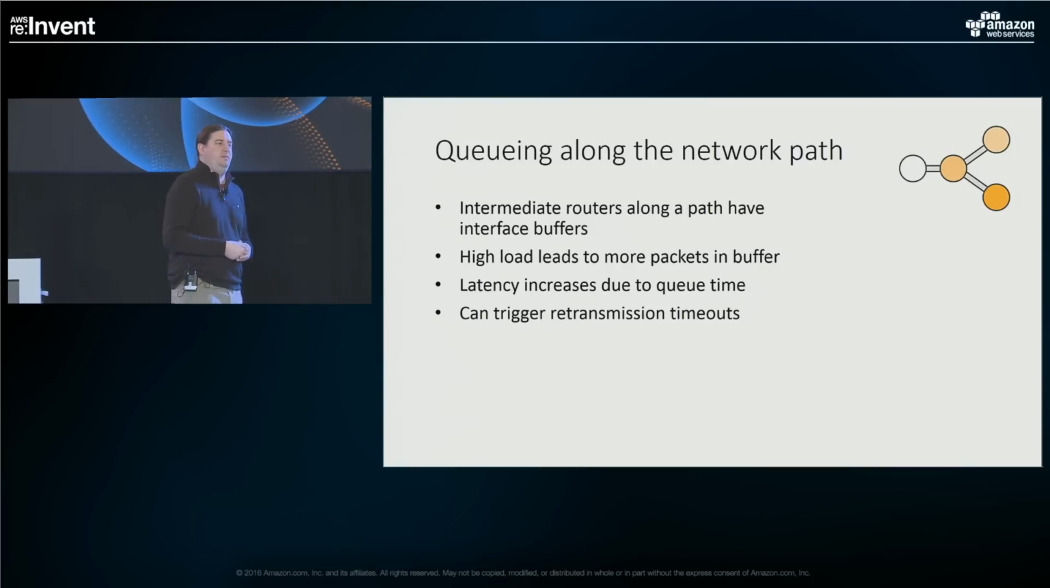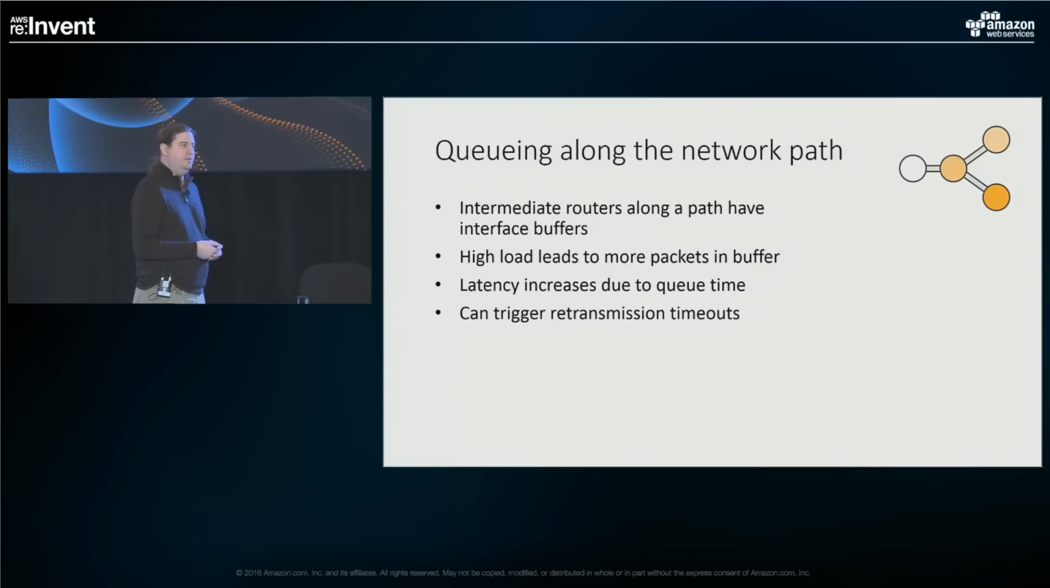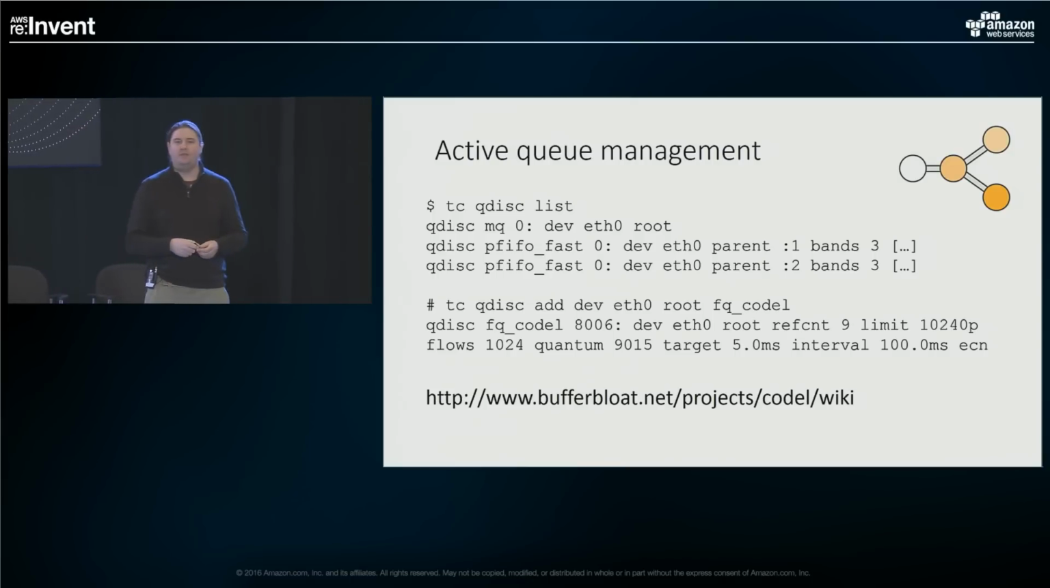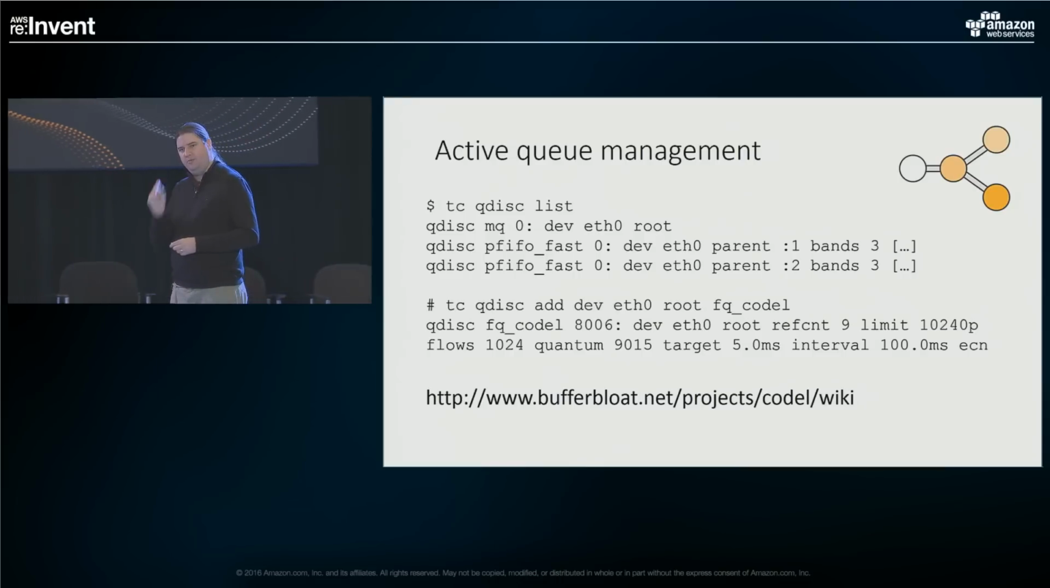So there's been a really interesting body of work that looks into this problem to try to figure out, is there anything we can do about it? And it turns out there is. It's called active queue management. What active queue management does is it has this observation that the problem here is actually that microburst.